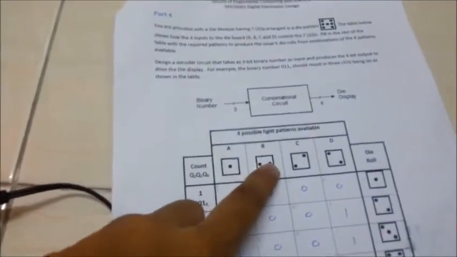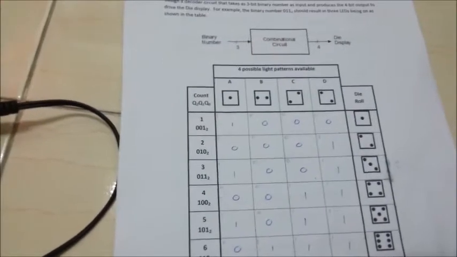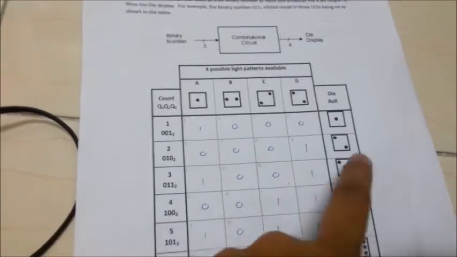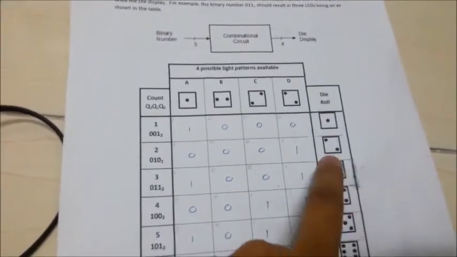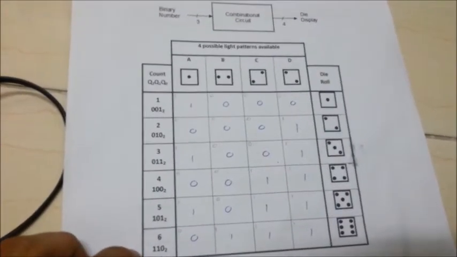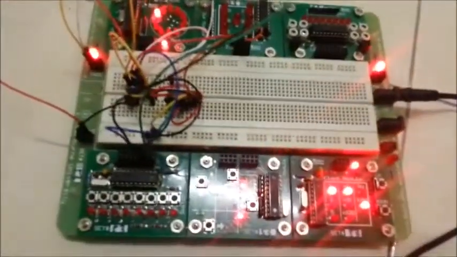Right now, I'm doing lab 2, part 4. So, there are 4 possible light patterns available, which is like this: A, B, C, and D. So my estimation here, when I put 001 will be like this, and then 010 will be like this, 011 will be like this, and 4 like this, 5, 6 are like these. Okay, let's try it on the prototype board then.